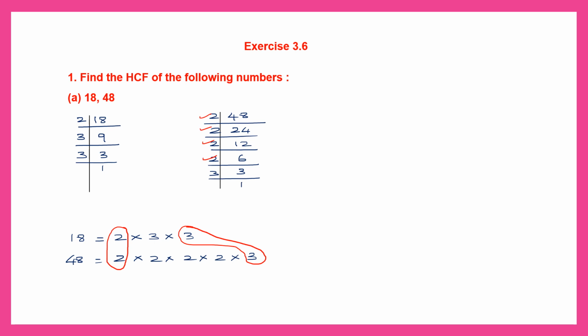So now we can find the HCF. The HCF of 18 and 48 will be 2, which we have circled, and 3, which is common. So 2 3s are 6. So the highest common factor of 18 and 48 is 6. And we have used the prime factorization method.